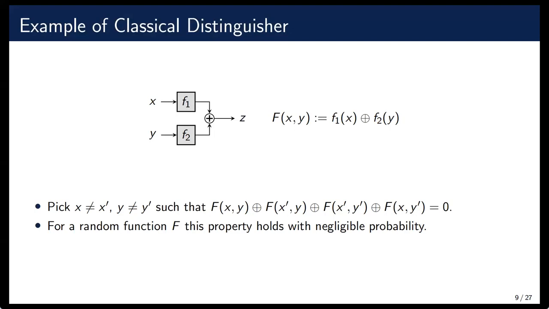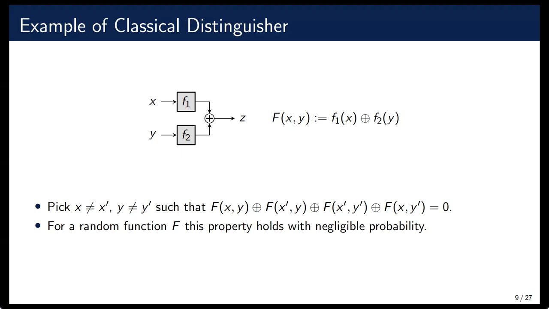So for example, for this simple construction, F1(X) XOR F2(Y), we can construct a classical distinguisher by picking X different from X prime and Y different from Y prime, such that when you look at the outputs of the possible pairs, the XOR of all of them is equal to zero. And of course, for a random function, this property holds with very small probability. So for the other constructions, we will have to rely on quantum distinguishers.